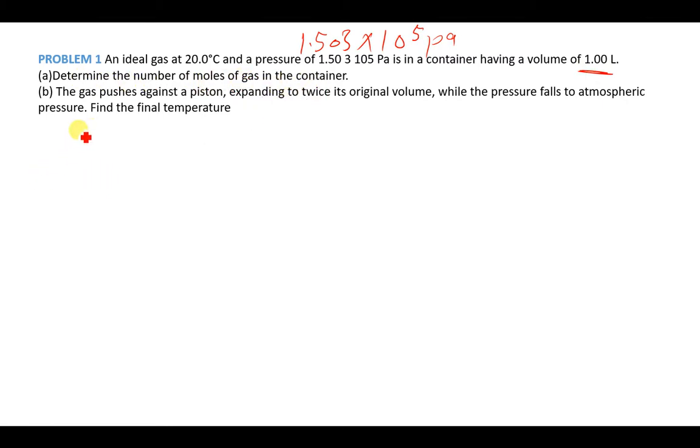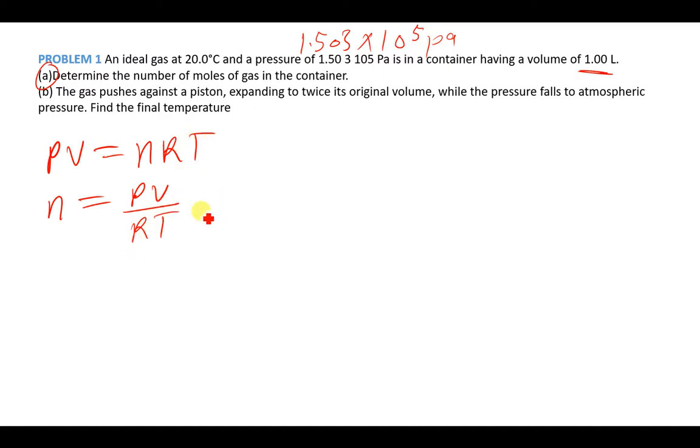So this one is straightforward. We know that the ideal gas law states that the pressure times the volume is equal to the number of moles times the gas constant R times the temperature in Kelvin. So we just have to make n the subject of the formula, which is the number of moles, because the question is asking us to determine the number of moles of the gas in the container. So n will be equal to the pressure times the volume over the gas constant times temperature.